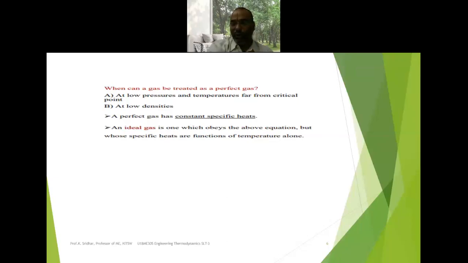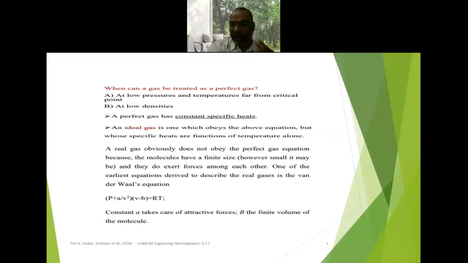Lower pressure means lower densities. An ideal gas is one which obeys the ideal gas equation of state, that is, PV is equivalent to nRT. That can be considered as the ideal gas equation of state. Now coming to the real gases, the van der Waals equation of state is a very important one. The real gas behavior can be predicted by using the van der Waals equation of state.